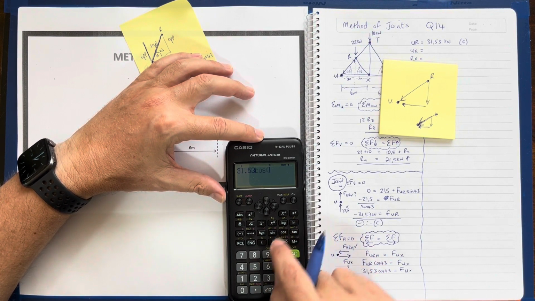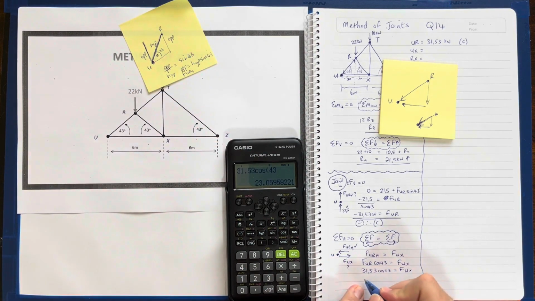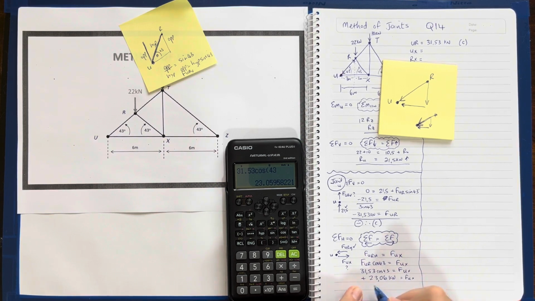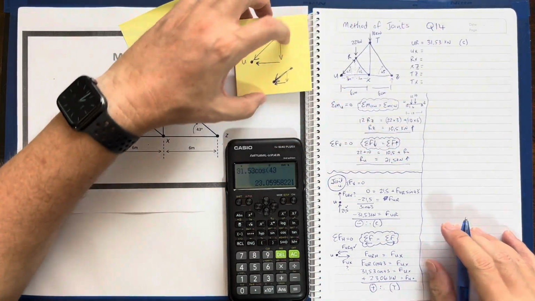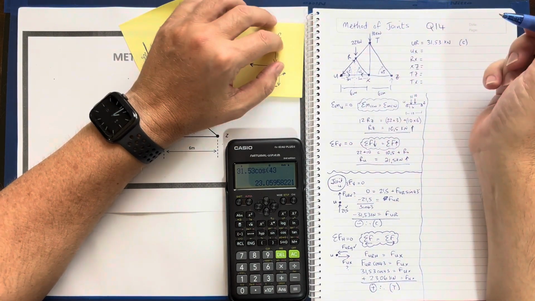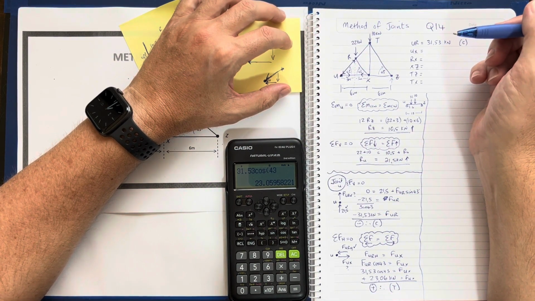31.53 cos 43, plus 23. That gives 23.0, I'm going to just say 0.6 kilonewtons equals force UX. It is positive, therefore it is in tension, which means it is going away. You will find that a question like this might also ask you to do the force diagram at the end.